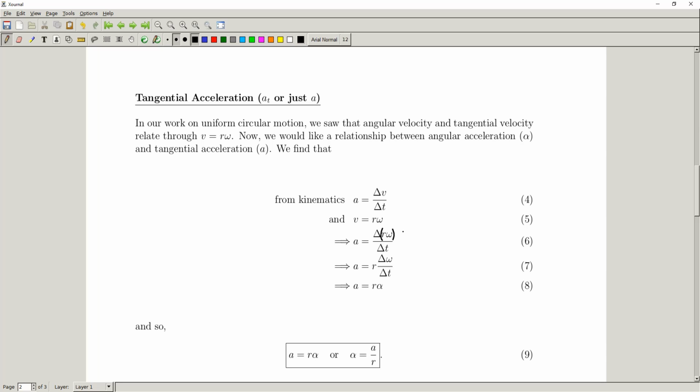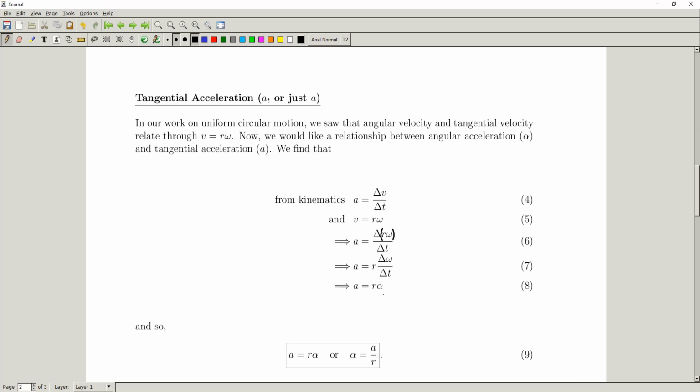We can deal with situations where r is changing, but that would be a much more complicated problem, not something we're going to be dealing with right now. Since r doesn't change, we can factor out the r. Then we have delta omega over delta t, remaining with an r out front, right? But delta omega over delta t is the angular acceleration that we just introduced. And so we find that linear acceleration relates to angular acceleration through a equals r alpha.